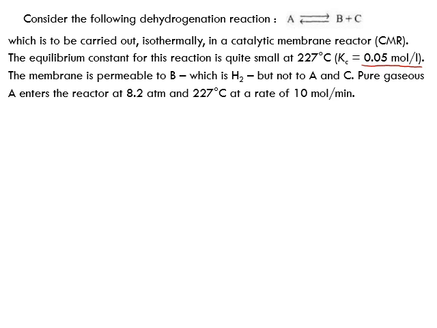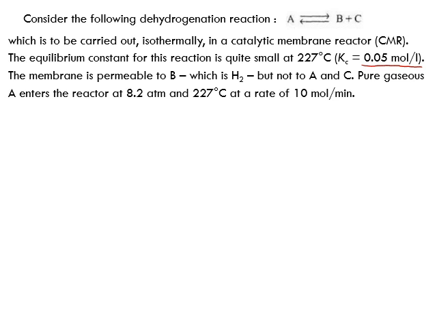The membrane is permeable to B, which is hydrogen, but not to A and C. Pure gaseous A enters the reactor at 8.2 atmosphere and 227 degrees C at a rate of 10 mole per minute. So we have the feed is A in the gas phase, and the conditions are given as well.